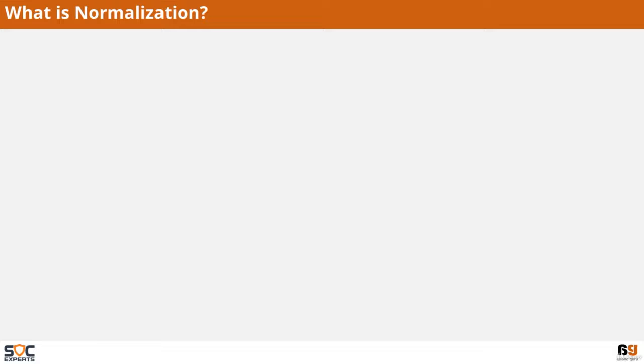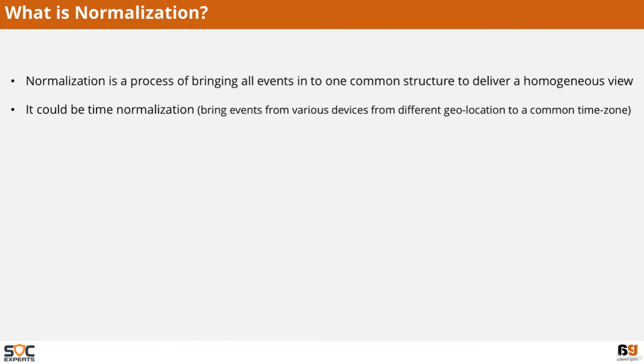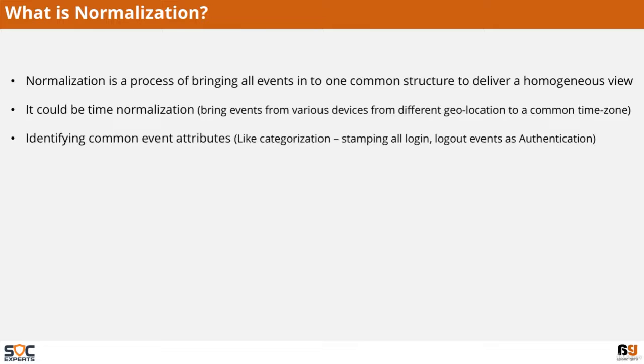What is normalization? Normalization is a process of bringing all events into one common structure to deliver a homogeneous view. It could be time normalization, that is, bringing all the various devices from different geolocations to a common time zone, or it could also be identifying common event attributes. For example, categorizing all login logout events as authentication. In some SIM solutions, normalization is equal to parsing.